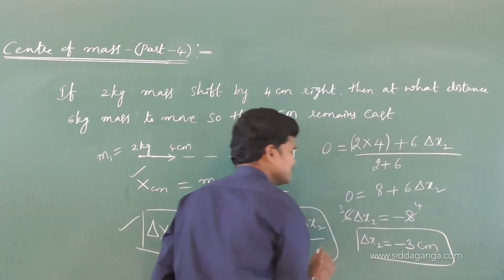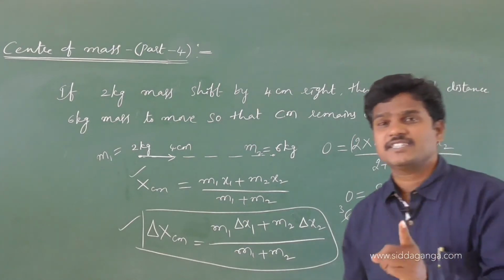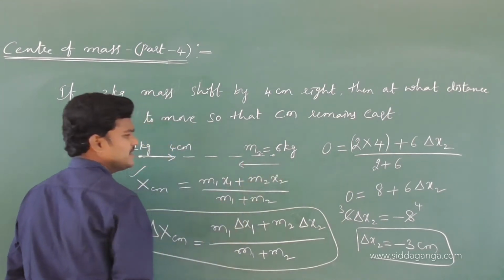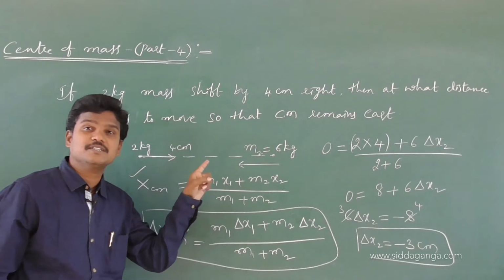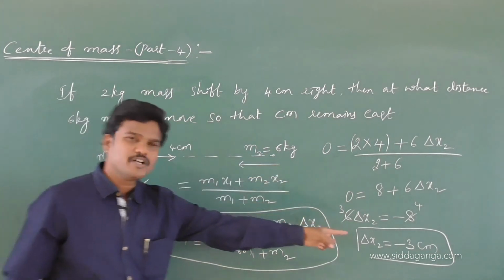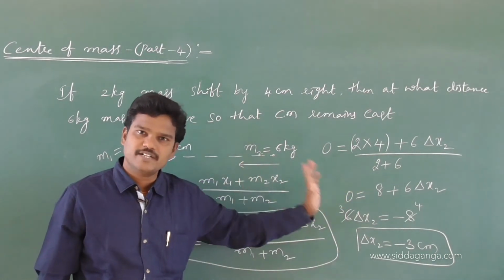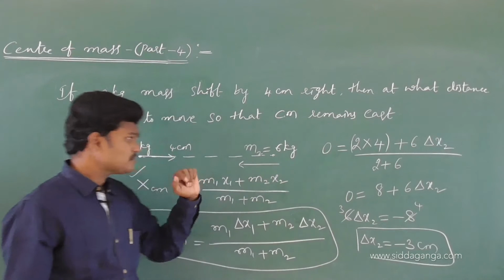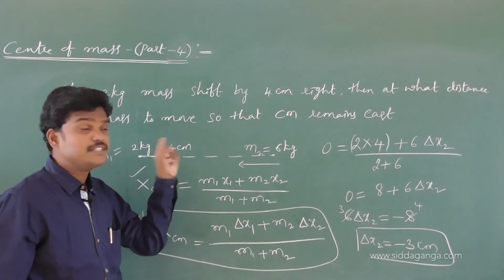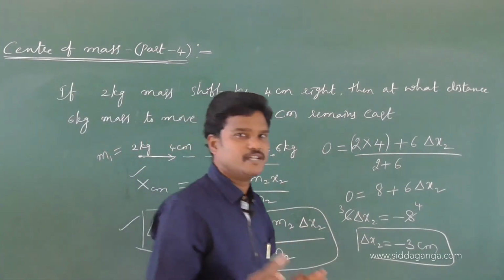That means what? Delta x2 is negative, which means the 6 kg is moved left. If you move this 6 kg mass left, then center of mass of this system remains same. See, I got negative. Negative means what? Left side. If you get positive, right side. Positive right side, negative left side. So if this 6 kg mass moves left, then center of mass of this system remains same. There is no change in center of mass.